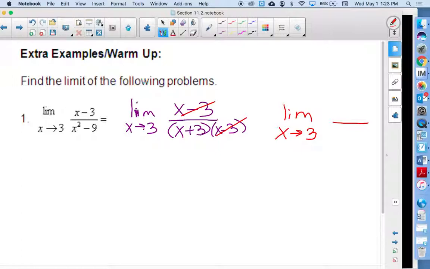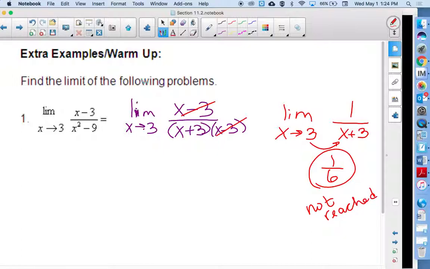So this limit, once we find it, I have a 1 on the top, x plus 3 on the bottom. So Libby, when you plug the 3 in, you get a limit of 1 over 6. So there is a limit, we just say that that limit is not reached. And the reason it isn't reached is because there's a hole in the graph at that point. 1 point, the point that canceled from doing a little bit of simplifying.